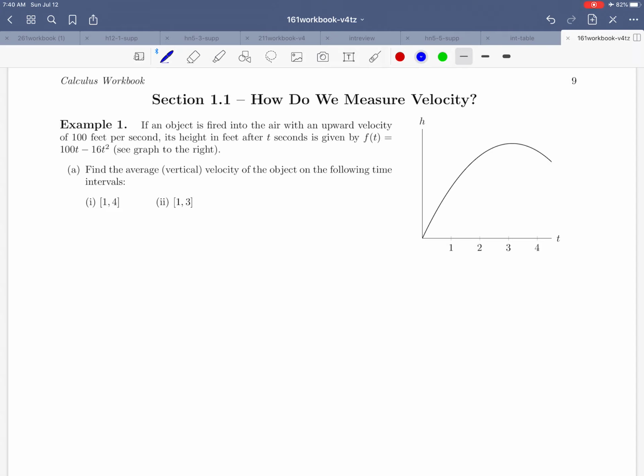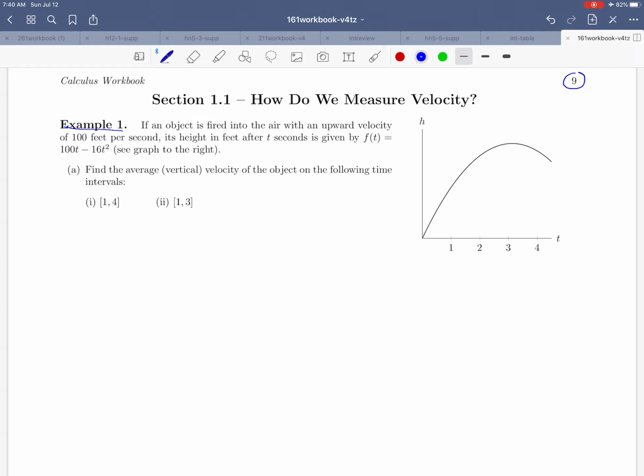So in this section we are going to be talking about how we measure velocity, a very specific type of a rate of change. We are looking at page 9 in the workbook, and I think the best way to start this discussion is just with a specific example. So let's read this example together.